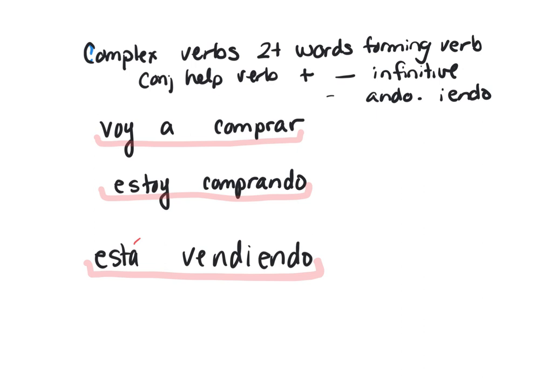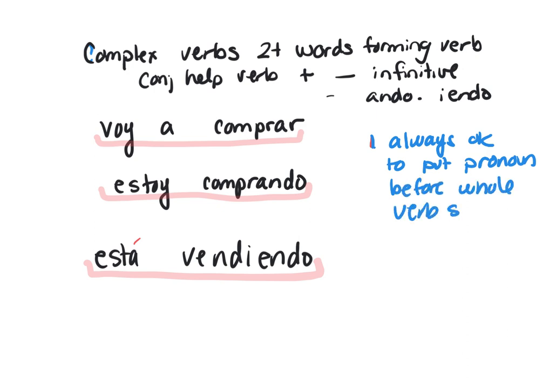So the rules are, and it's always going to be correct to put it before. So always okay to put your pronoun before the whole verb structure. So that means before the helping verb. So I'm going to buy a shirt, la camisa. I would say la voy a comprar. I'm buying the books, los libros, los estoy comprando. Buying, sorry, not selling. Last one, I'm selling my lunch, el almuerzo. So it's always going to be okay to put it there.